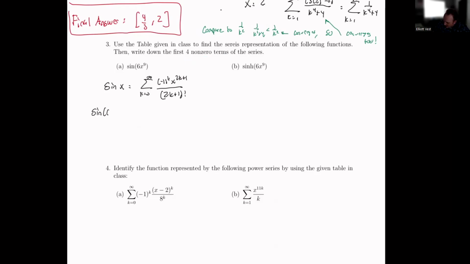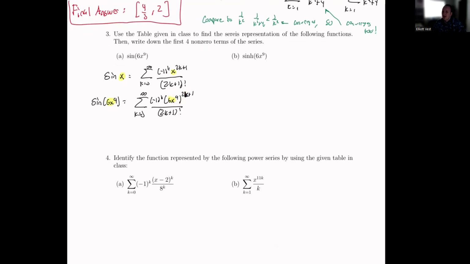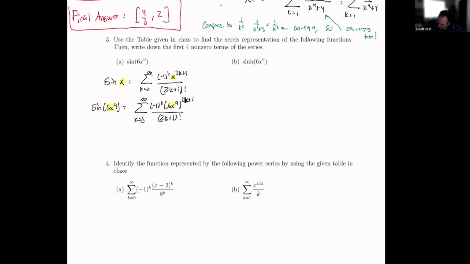So sine of 6x to the ninth is just replacing x with 6x to the ninth. So the sum from k equals 0 to infinity of negative 1 to the k, 6x to the ninth to the 2k plus 1, over 2k plus 1 factorial. Now, you don't have to go and simplify this more. It's totally okay to just leave it like that because that's a series representation. Maybe you can split this to be 6 to the 2k plus 1 and work from there, but why do that? Let's just write the first four terms.